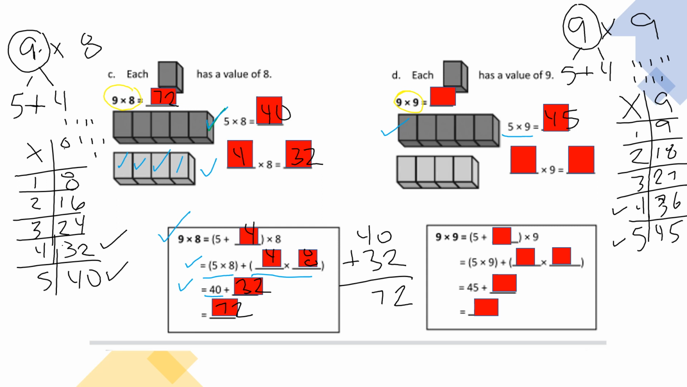Now we'll look at our light gray units, and there are 4 of those. 1, 2, 3, 4. So in the very first blank, we're going to write a 4 because 4 times 9 is the equation that represents the light gray units. Now, according to our ratio table, 4 times 9 is 36.